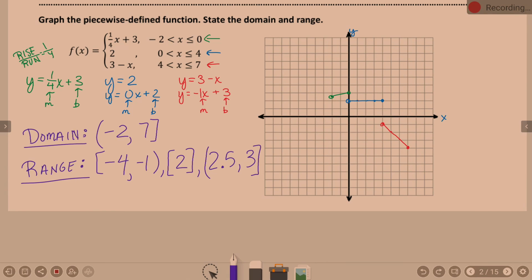Okay. When we start tomorrow, we will be doing the reverse of this. They're going to give us the graph, and we have to write the equation. Okay? So that's where we will start tomorrow.